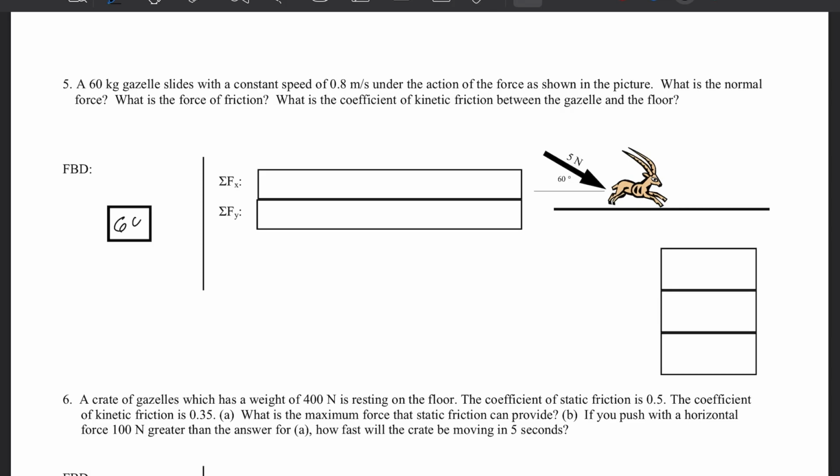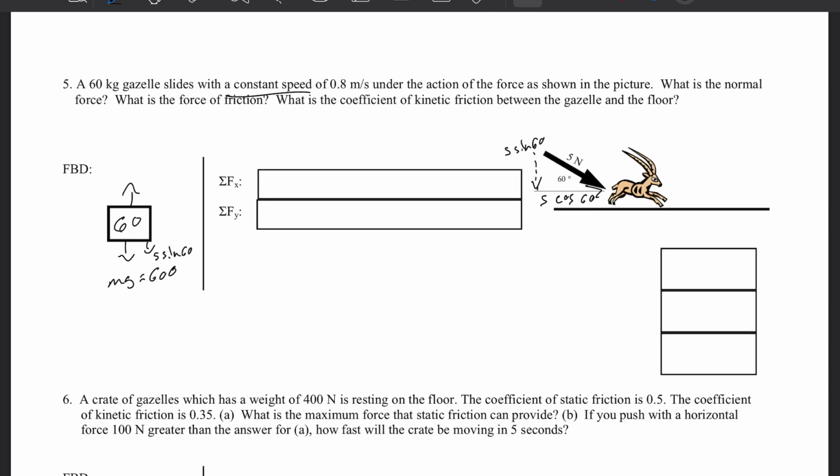All right, number 5. A 60-kilogram gazelle slides with a constant speed. I've underlined constant speed because constant speed means balanced forces. So I've got 60 kilograms, 600 newtons down. It's being pushed down with a force of 5 sine 60. So my force normal up is going to balance both of those two downward forces. What's the normal force? What's the force of friction? Force of friction will be balanced with the rightward push of 5 cosine 60 because it's constant speed. We're going to calculate force normal. We're going to calculate force of friction.